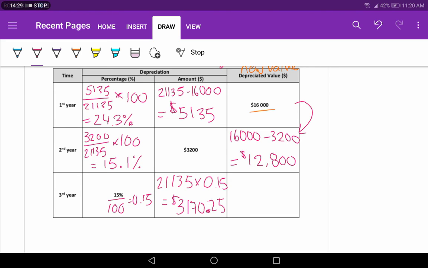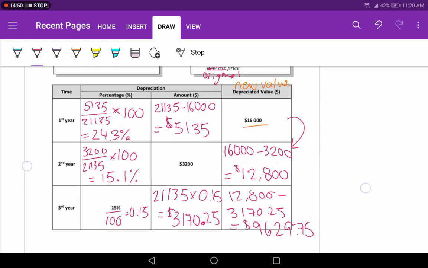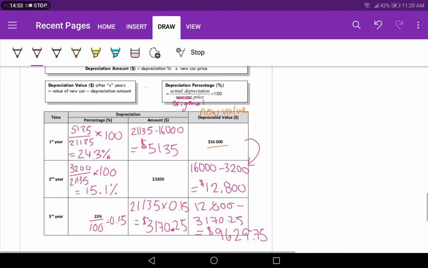To figure out our new value of our vehicle, we take how much it was last year and subtract that new amount, which means after 3 years, our car is only worth $9,629.75. So we bought that car for over $20,000, and after only 3 years, we have already depreciated down to just under $10,000.